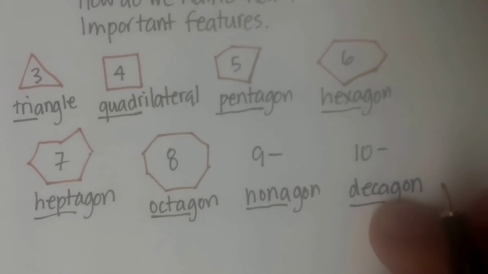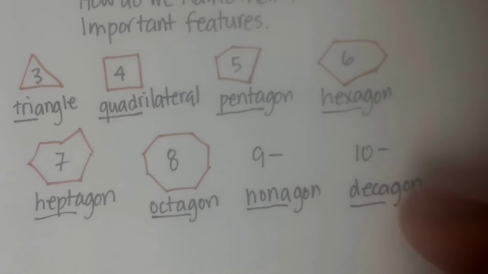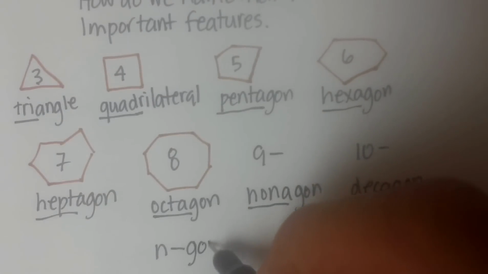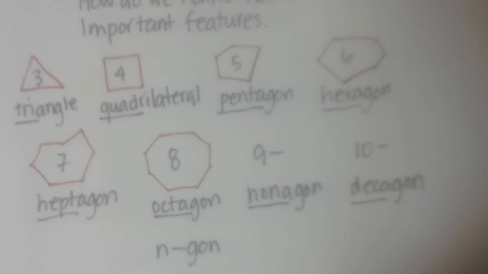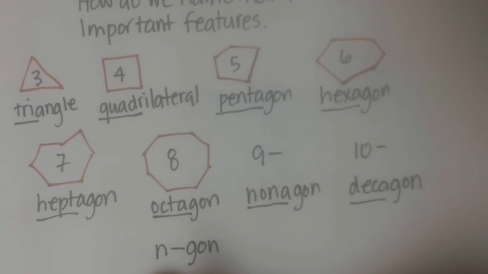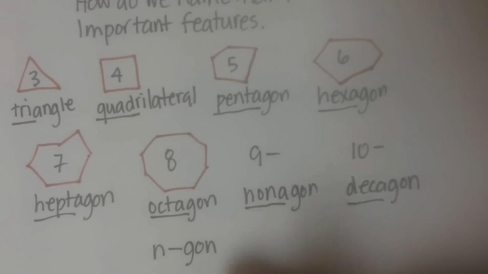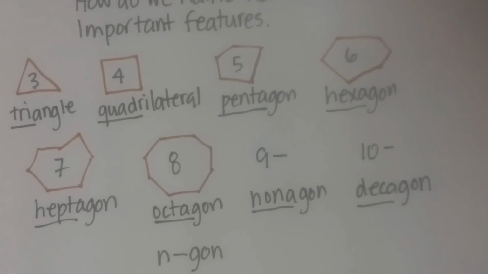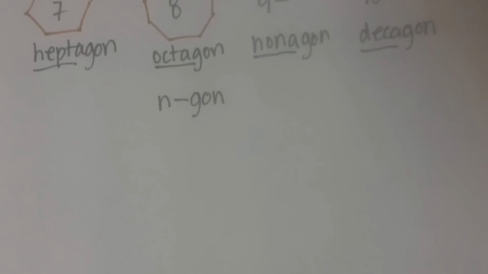Now, after that, there are a couple other names, but usually you'll see something that says an n-gon. N just means any number after that. So if you have a 15-sided figure, you would call it a 15-gon or an n-gon with 15 sides. Let's talk about some of the characteristics of polygons. Again, that would probably be important for you to know as we move forward here.